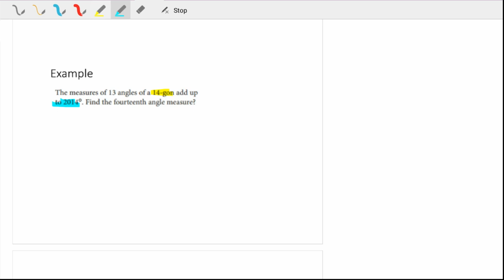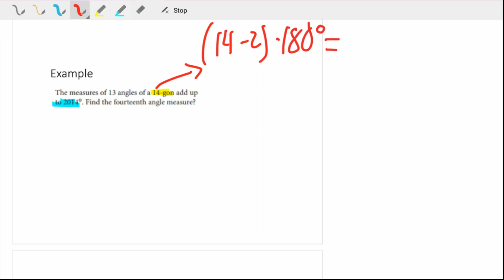So let's figure out, first of all, if it's a 14-gon, what is the sum of the interior angles? So we could go ahead and do our equation. 14 minus 2 times 180 degrees, which is equal to 2,160 degrees. Now, let's just think about that number. Does it make sense? If they tell you that 13 angles add up to 2014, then obviously this number had to be bigger because you're still missing 1 angle. And so let's think about, well, how can we figure out the final answer?